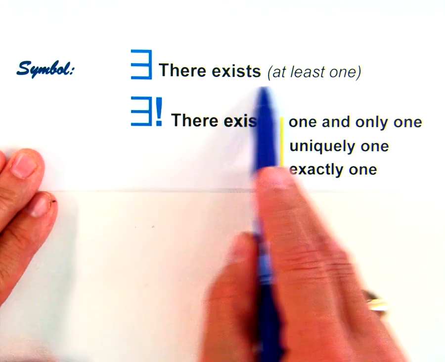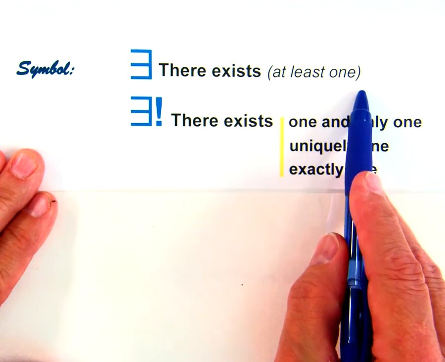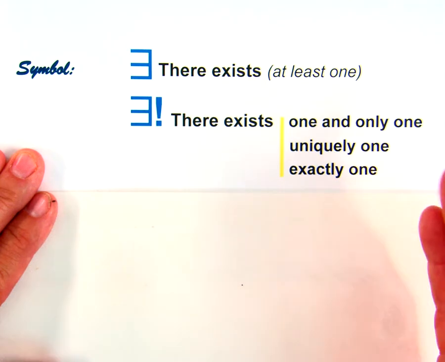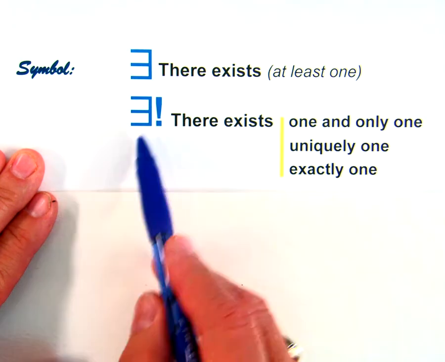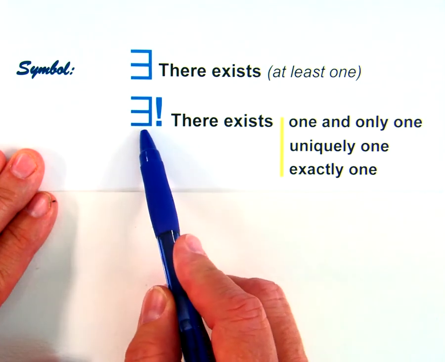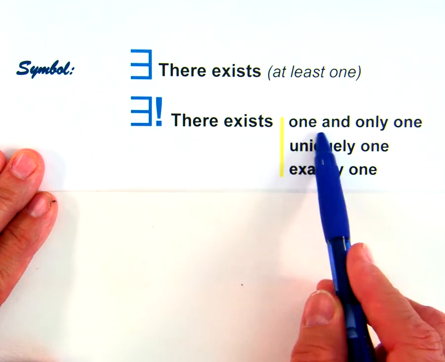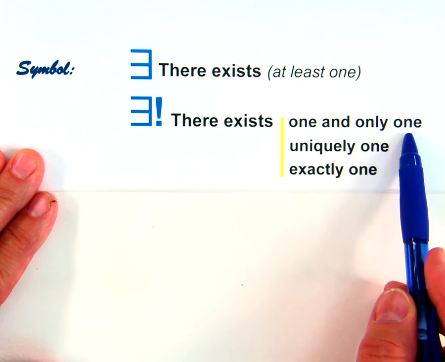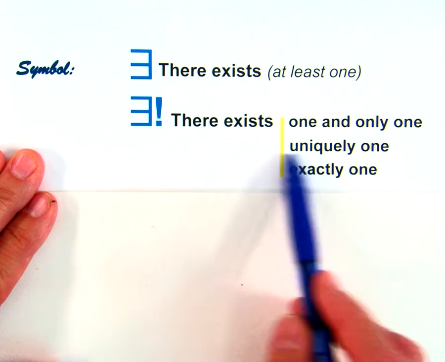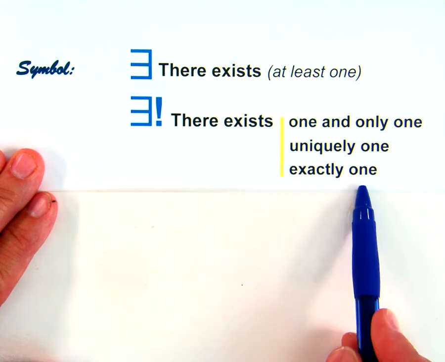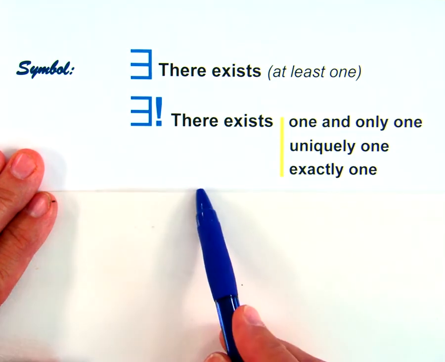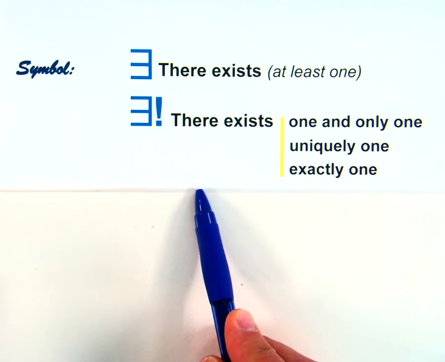It's presumed that it means there exists at least one, that one of them does exist, but there could be more, as opposed to the backwards E with an exclamation point, which means there exists one and only one of whatever we're talking about. We could also say there exists uniquely one, there exists exactly one. So here's terminology. You're welcome to use it. Sometimes you can use it instead of things like "given." It depends on the circumstances.